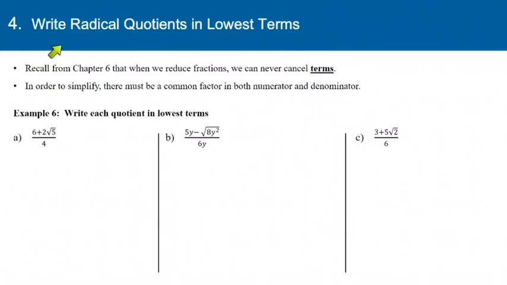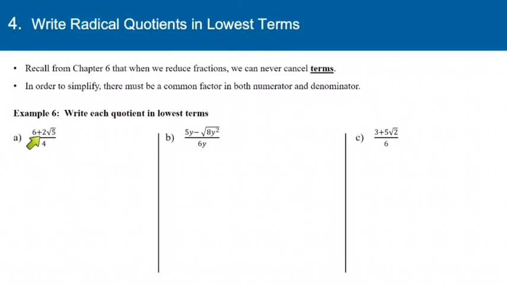And finally, our last example of the last section in the whole course. So in this example, we're going to be writing radical quotients in lowest terms. Now, what you have to remember that you learned in Chapter 6 is that when we reduce fractions, we can never cancel terms, remember? In order to simplify, there must be a common factor in both the top and the bottom. So here where I have 6 plus 2 times the square root of 5, now some people would be tempted to add 6 plus 2 and get 8. No. 6 and 2 square root of 5 are not like terms, so they cannot be combined.